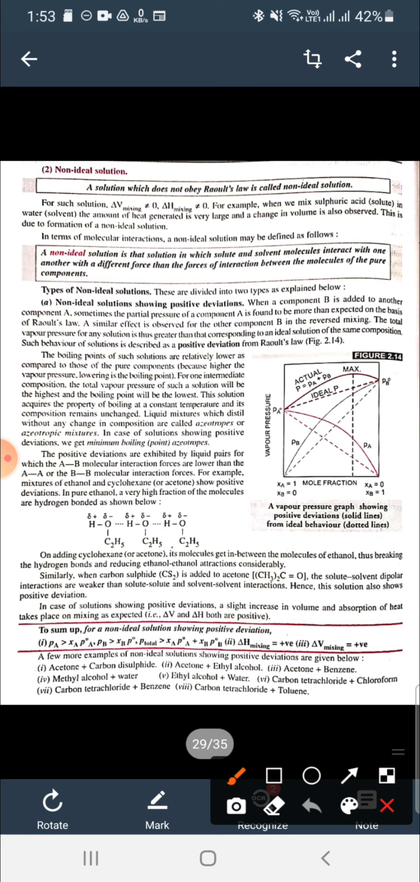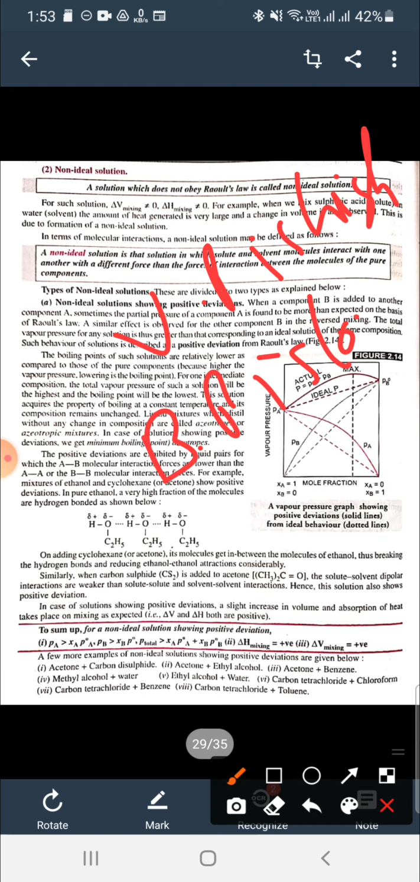One thing more: if the vapor pressure is high, it means the boiling point is low. If the vapor pressure of any component is high, it means vapors are already there, so we have to apply less temperature. It means the boiling point of that particular solution is less. When the vapor pressure is high, the boiling point is low.